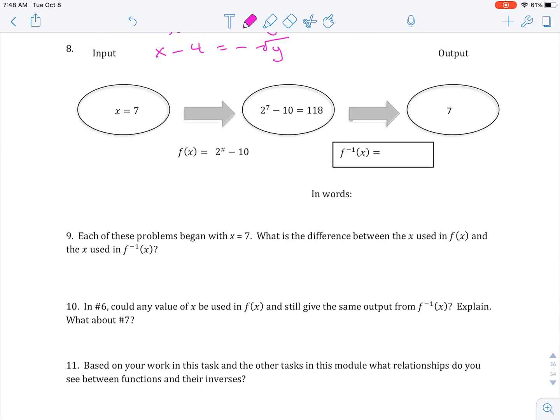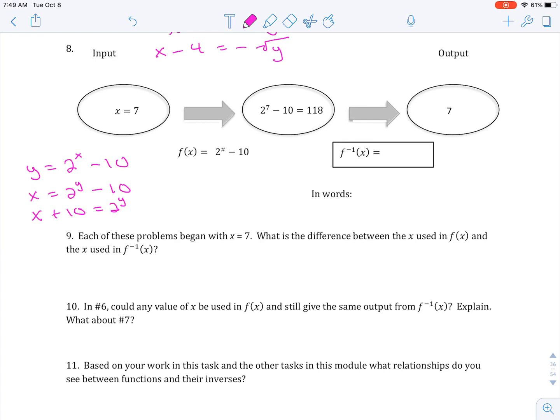Okay, number 8. Number 8, we are going to solve for the inverse first. So we're going to have y is equal to 2 to the x minus 10, and then we're going to have x is equal to 2 to the y minus 10. And then we'll add 10 to both sides, and we'll have x plus 10 is 2 to the y. Okay, so we got to write this as a logarithm.